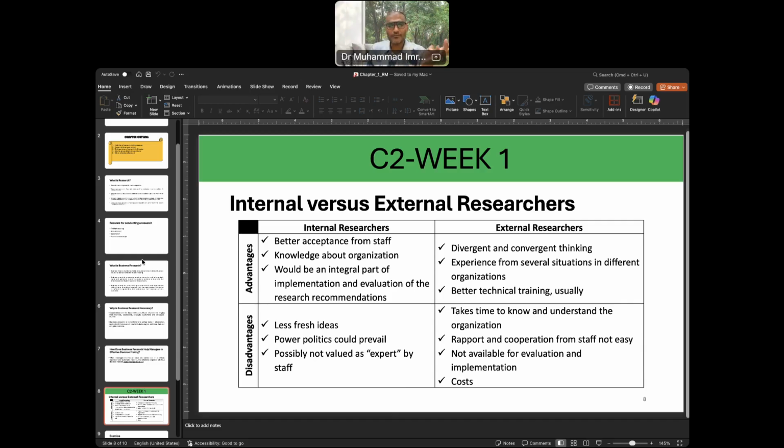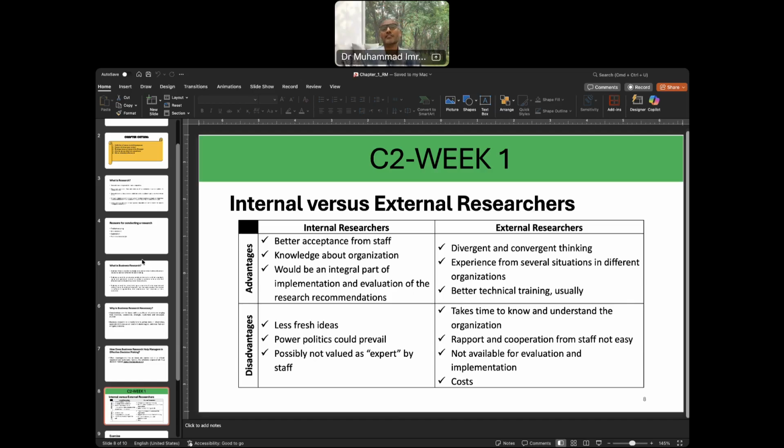Number one, better acceptance from the staff, because staff already know him, maybe his behavior and everything; there is no privacy anymore with him. He has knowledge about the organization because he is already working inside it. So this advantage helps the implementation and evaluation of the research recommendation. It is also easy to implement, because he already knows the culture of the organization. So these are the advantages.